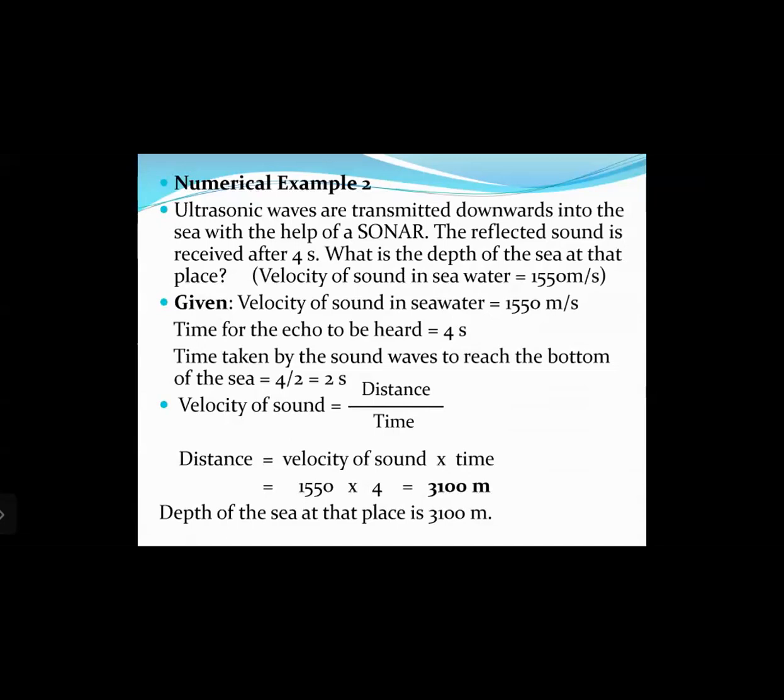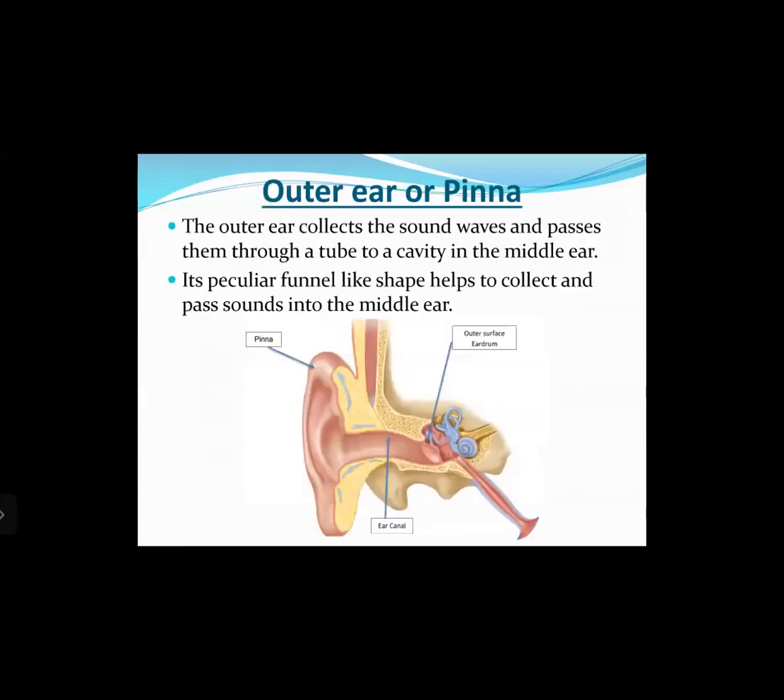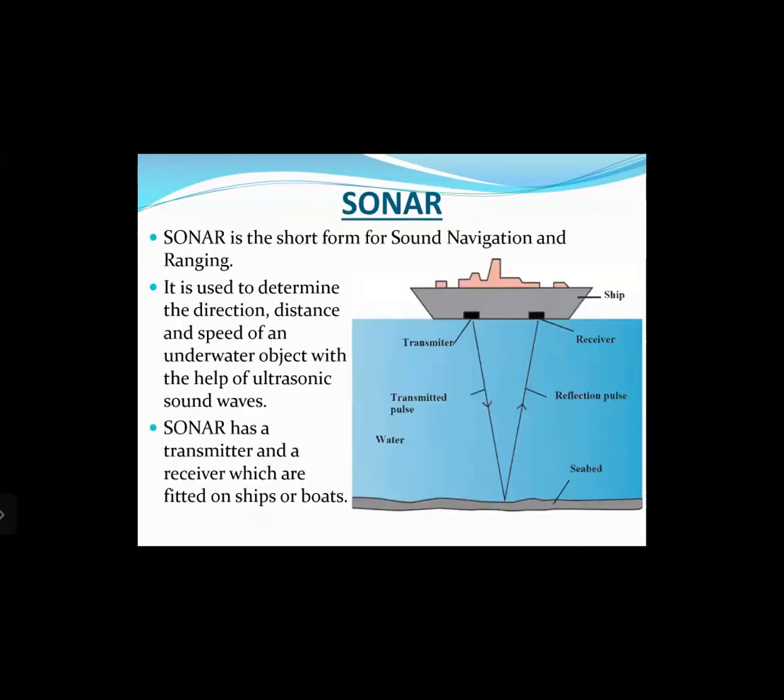Okay. Now let us see. The given velocity of sound we have written as 1550 meters per second. Okay. The time required for the echo to be heard is 4 seconds. Then time taken by the sound waves to reach the bottom of the sea is 4 divided by 2, that is 2 seconds. Now how do we get this? Now if you come back to your diagram here, you can see if you are measuring the depth of the sea, the transmitted pulse first of all travels the distance from the ship to the sea floor, correct? And it will take some time. Then when it comes from the sea floor back to the ship, it will take some time, right? That means it is traveling the same distance twice.